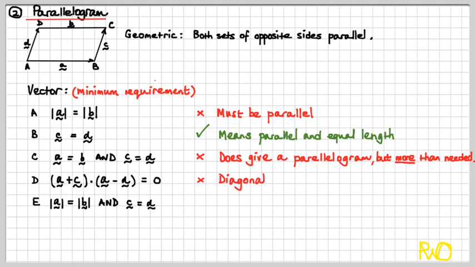Option D is wrong, because that's saying that the diagonals are at right angles to each other, which does not apply to a parallelogram, only to a rhombus and a square, which is a special case of a rhombus with right angles in the corners. So no, that's wrong. What's this other one? E. Length of A equals length of B. And vector C equals vector D.